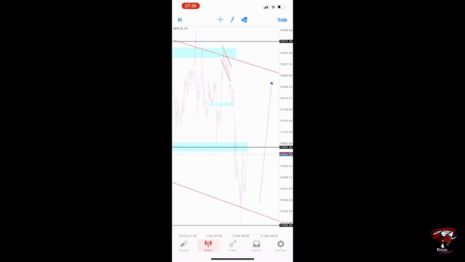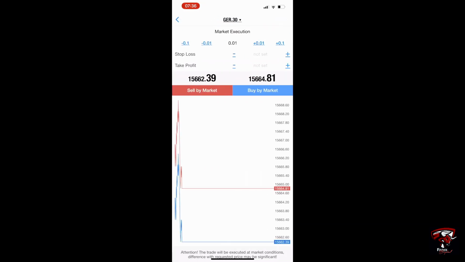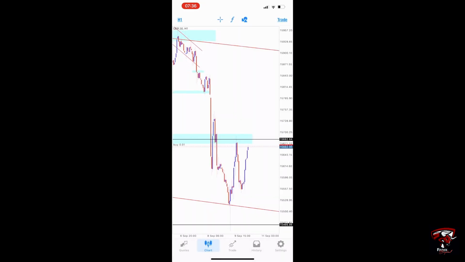USDT and NASDAQ is also bullish, which confirms my buys. So let me start entering my buys, guys. You know the vibes. Lot size 0.01.